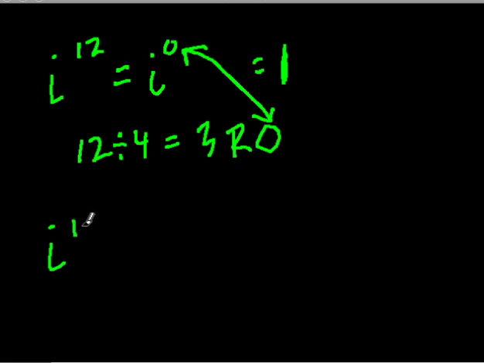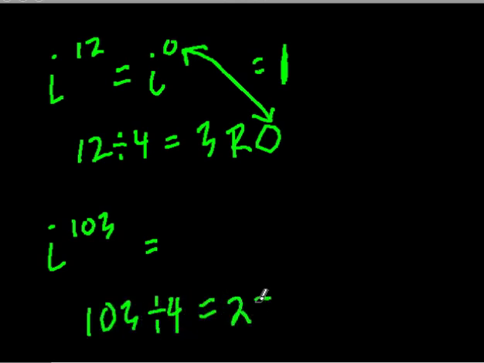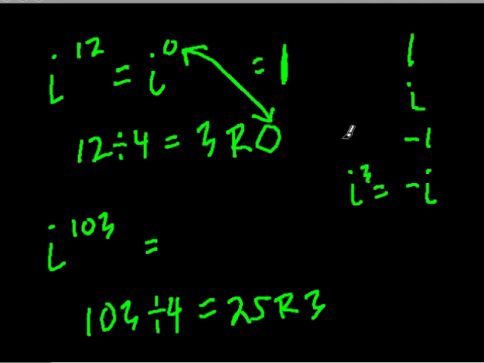And if we had i to the 103, let's say, that equals, well, 103 divided by 4 equals 25, remainder 3. So this equals the third step in our pattern. And our pattern was 1, i, negative 1, negative i. And that was i to the 0, i to the 1st, i to the 2nd, and i to the 3rd. So our last step in the pattern is our remainder of 3. So we match those remainders. This equals negative i.